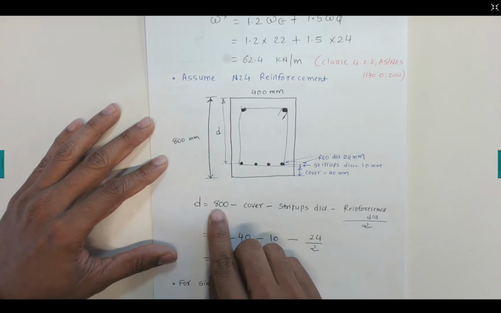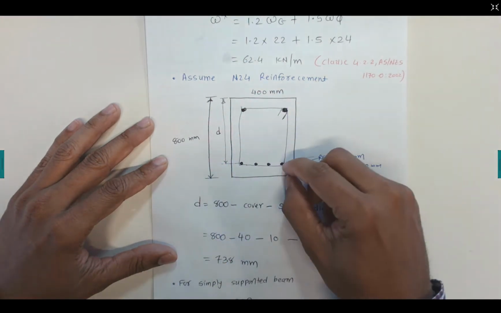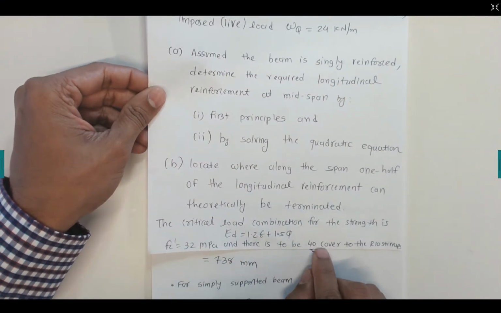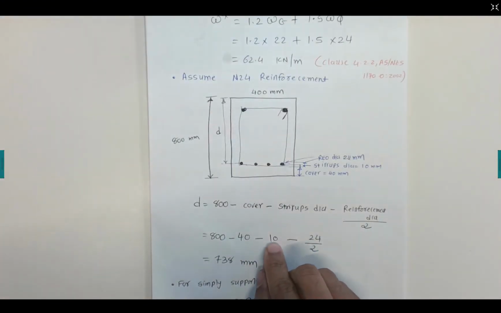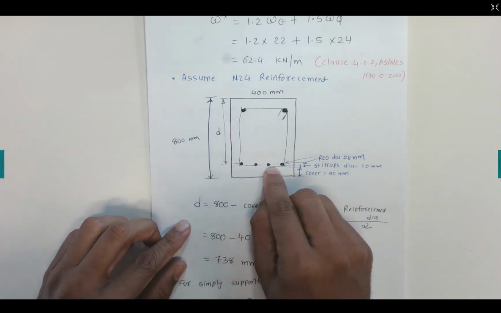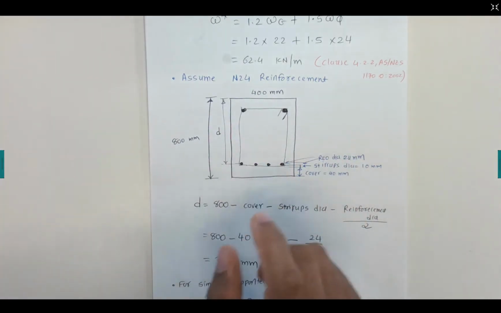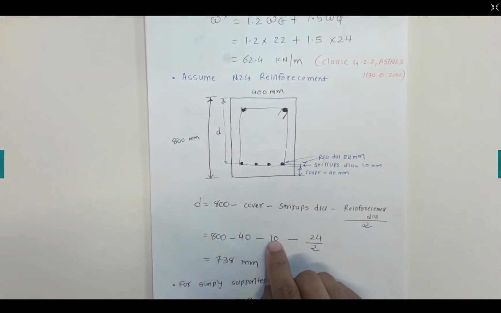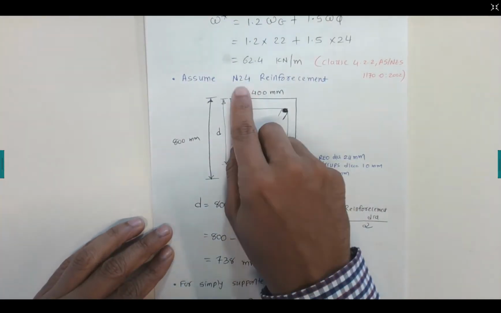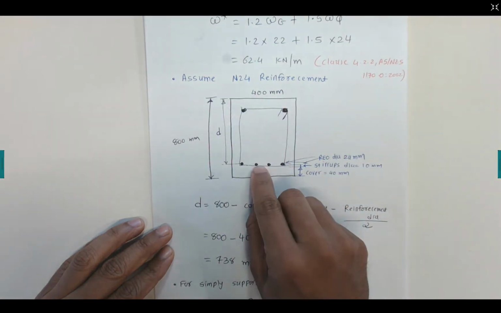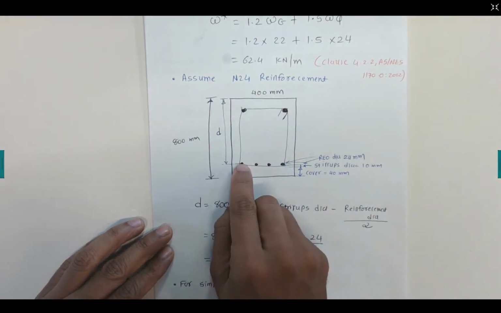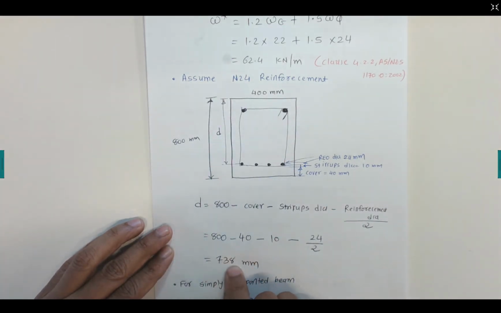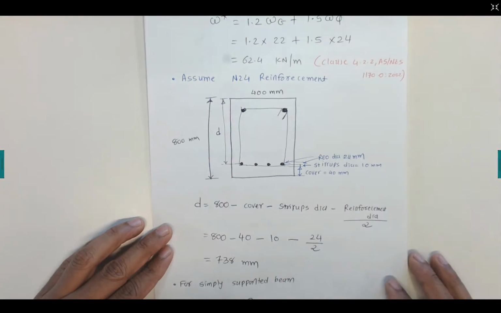So small d is 800 minus the cover of 40 millimeters, that is given in the question, minus the stirrups that are used to hold the reinforcement. That stirrup is also given, R10, 10 millimeter stirrups, so take away the stirrup, minus we assume 24 millimeter diameter bar, so we just need to half 24, so that is measuring from the center of this reinforcement to the top. That gives us 738. So this depth is 738 millimeters.